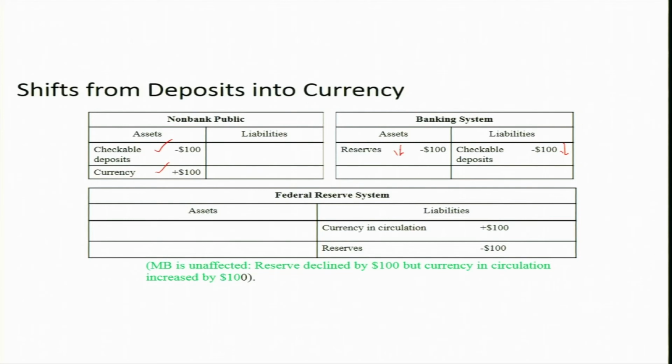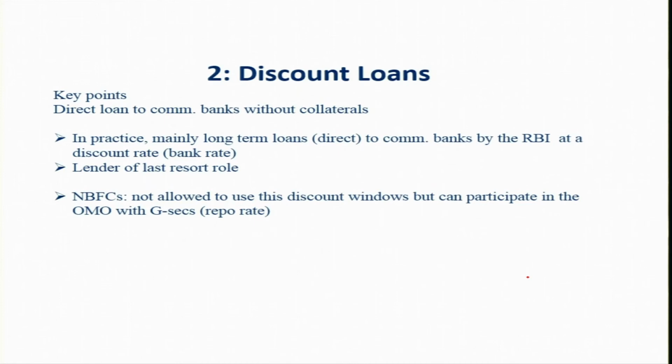In the Federal Reserve System, when the checkable deposits are withdrawn, the reserves have declined by $100, but currency in circulation has increased. Again, our MB definition is C plus R. Though reserves have declined, C has increased, so the monetary base remains unaffected. Reserves declined by $100, but currency in circulation increased by $100. In summary, the monetary base is unaffected.